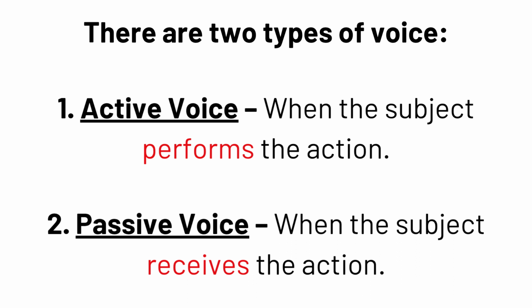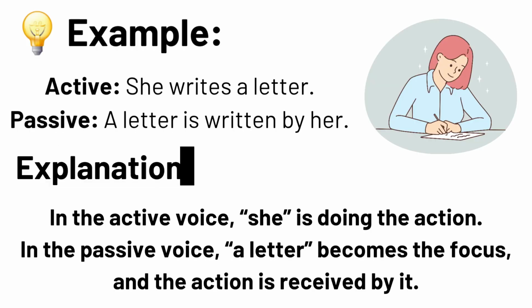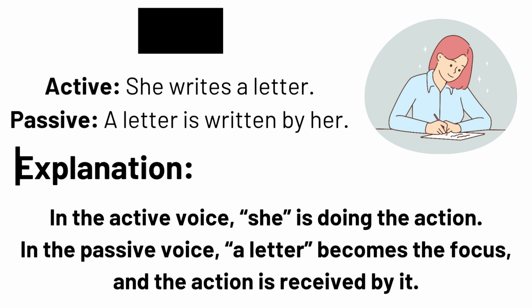Active voice is when the subject performs the action. Passive voice is when the subject receives the action. Example: active, she writes a letter. Passive, a letter is written by her. Explanation: in the active voice, she's doing the action. In the passive voice, a letter becomes the focus, and the action is received by it.